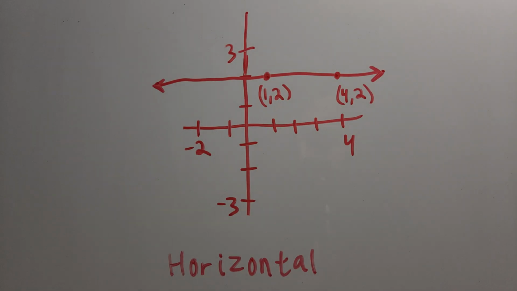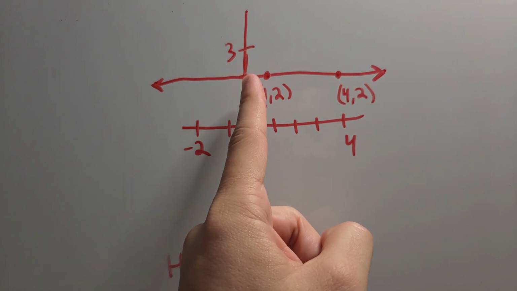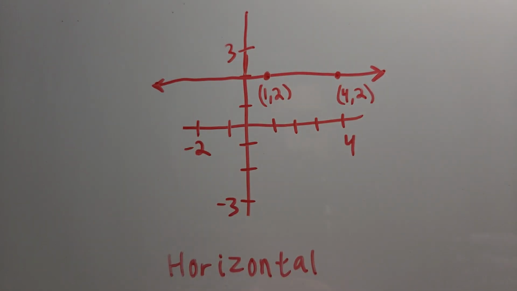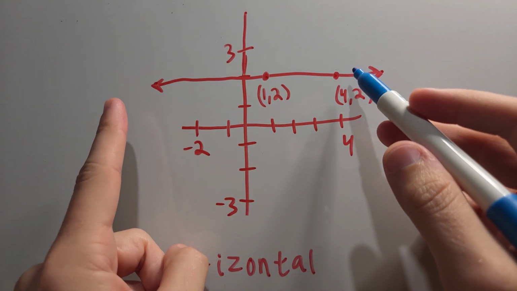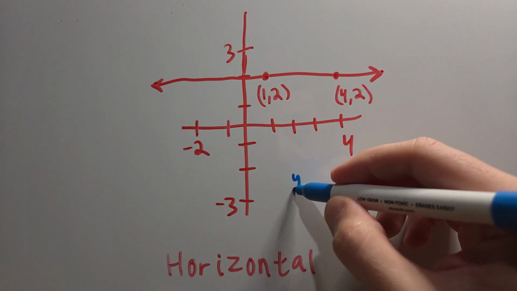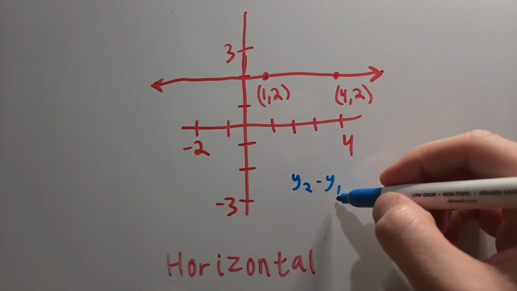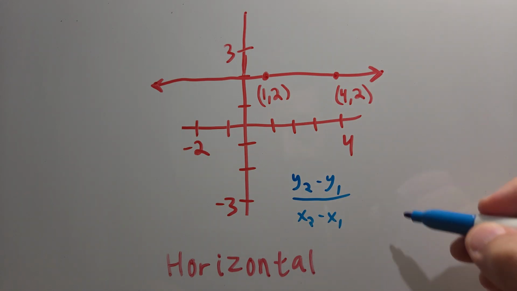Hello everyone, in this video we're going to look at the slope of horizontal and vertical lines. So here I've drawn out a graph with a horizontal line, and this goes through the y value of -2. I have two distinct points on this horizontal line, so let's take a look at finding the slope. Remember that that's the difference in the y values over the difference in the x values.